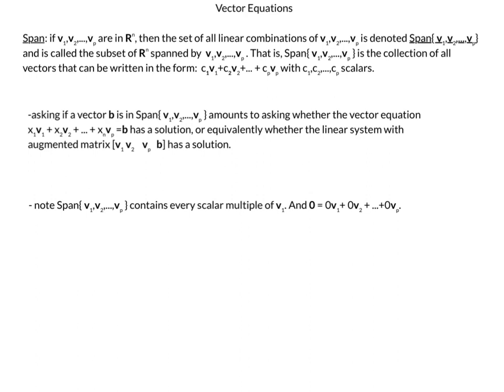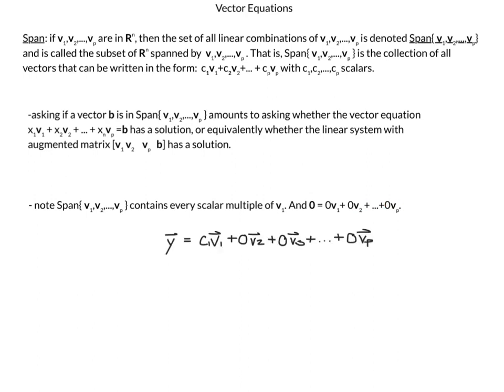We have two more comments. Asking if b is in the span amounts to asking whether the vector equation x1v1 plus x2v2 plus up to xpvp equals b has a solution. Oh, this should be equals b. Or equivalently, whether the linear system with the augmented matrix has a solution. And second, we want to note that the span of p vectors contains every scalar multiple of v1, and also that the zero vector is equal to 0v1 plus 0v2 plus up to 0vp.